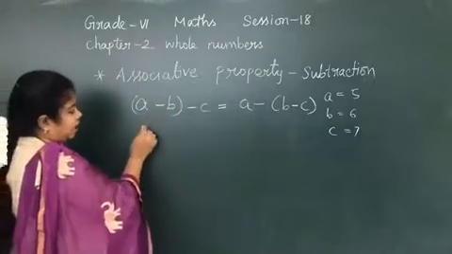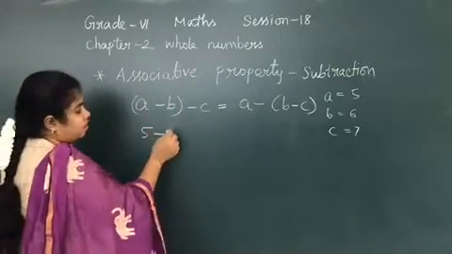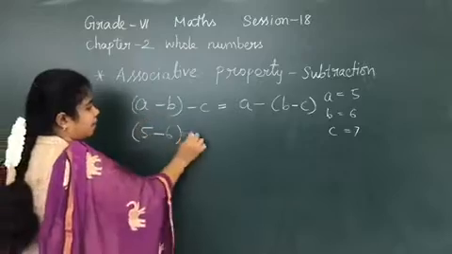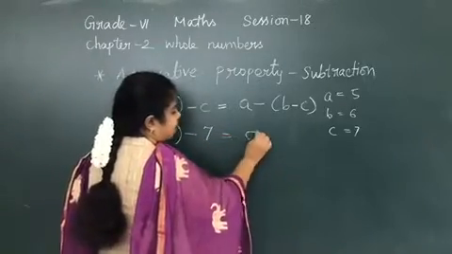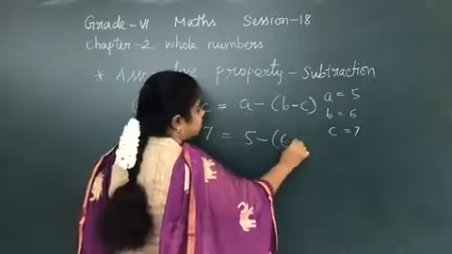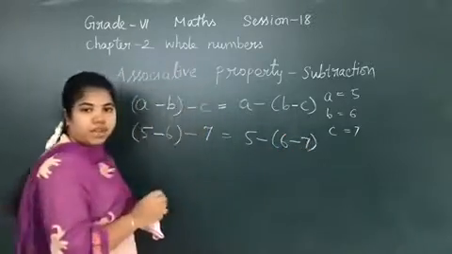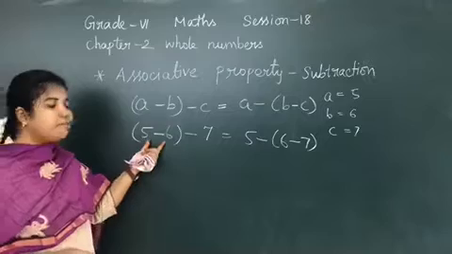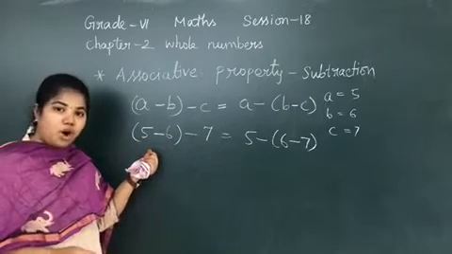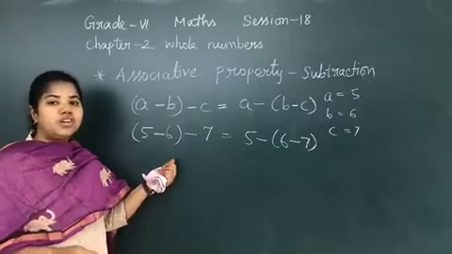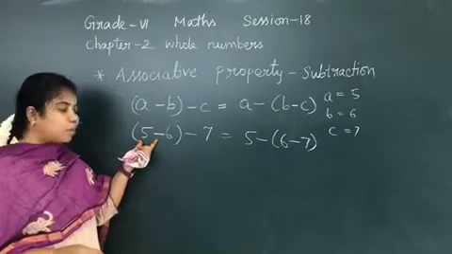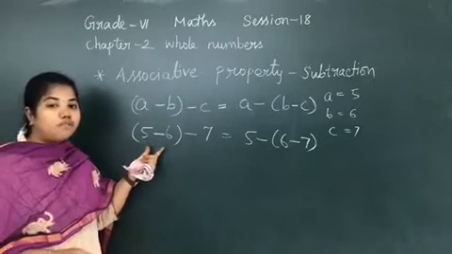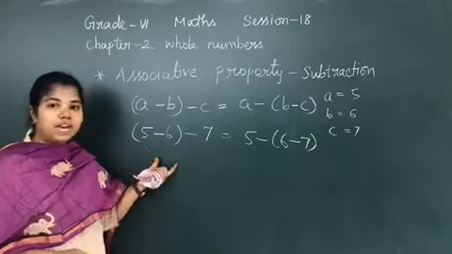A, what is A? 5 minus what is B? 6 minus what is C? 7, which is equal to A. 5 minus 6 minus 7. Can you understand? Now 5 minus 6. 5 is small. From 5 you are going to subtract 6. So now what are you going to do? One addition and one subtraction symbol is here. So you have to subtract and write the bigger number sign.